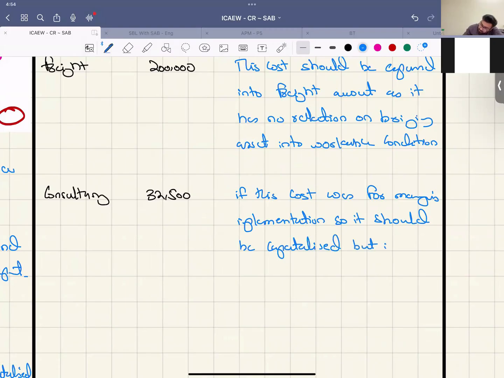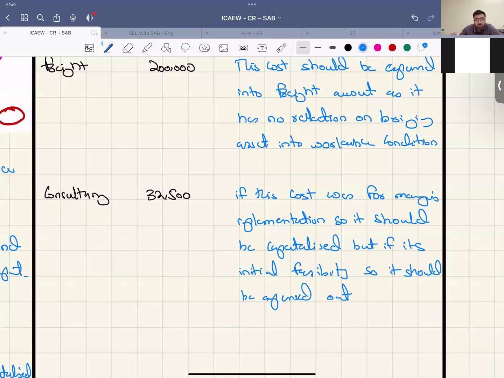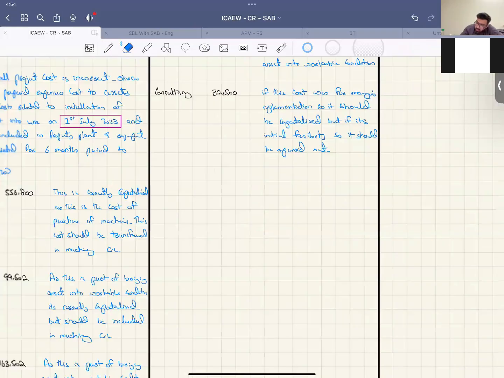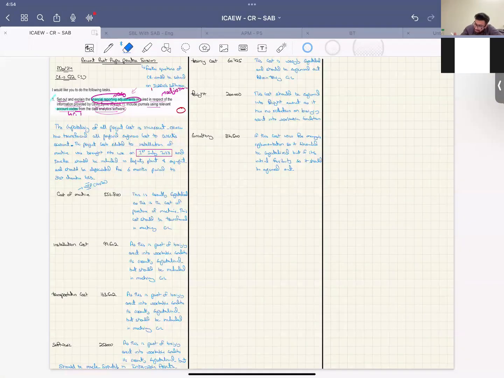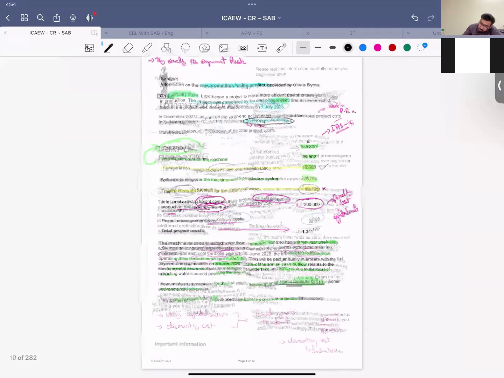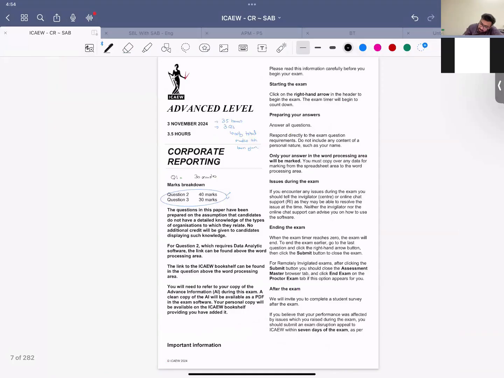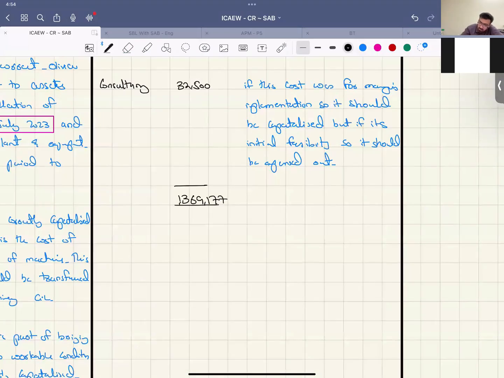But if it's initial feasibility, it should be expensed out, and it must be expensed out, because it's of initial feasibility. And now total it. So the total cost is 1,369,177. So this is my total cost now.